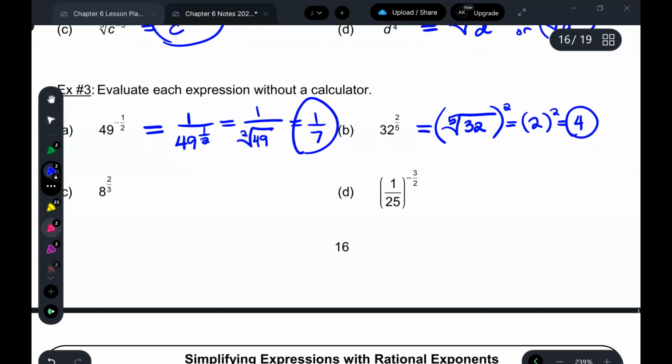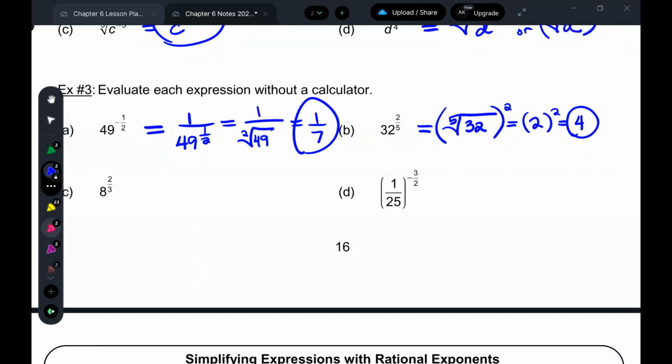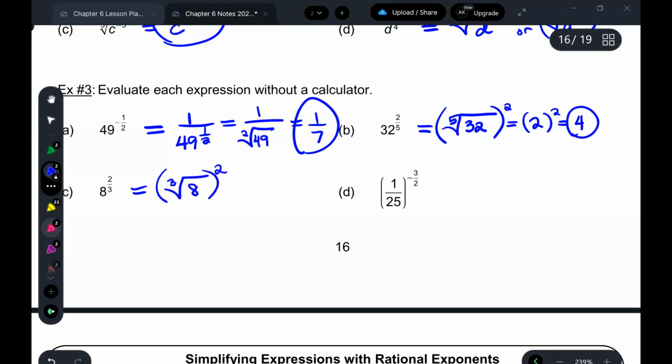Okay. There are certain powers that we should probably memorize. Like the cube root of 8 is one that we should know. That's 2 squared.